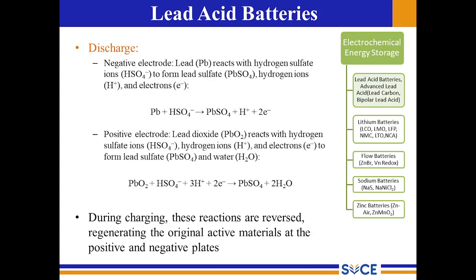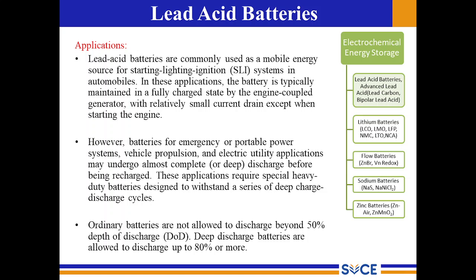So these are the reactions. Lead reacts with HSO4- to form PbSO4 and two electrons. Those two electrons are used in the positive electrode to produce PbSO4. So thereby electron transfer occurs to the external circuit, which constitutes electricity. In both the reactions, you see that PbSO4 is formed by usage of H2SO4. So hence, one of the main disadvantages, it cannot be drained completely.